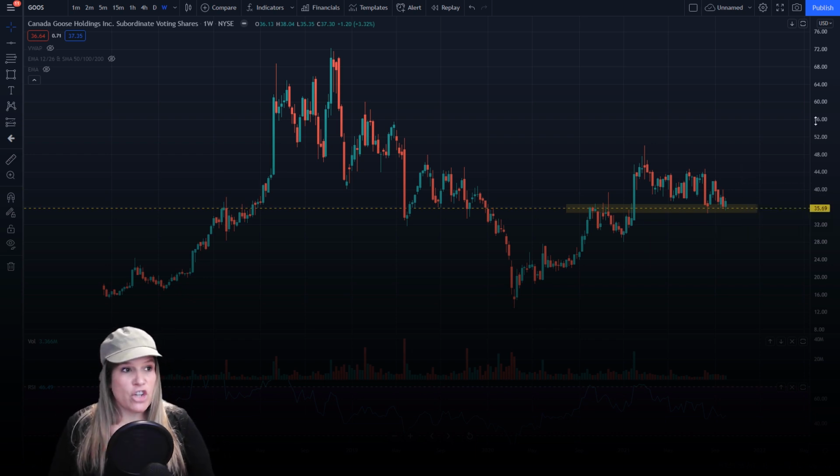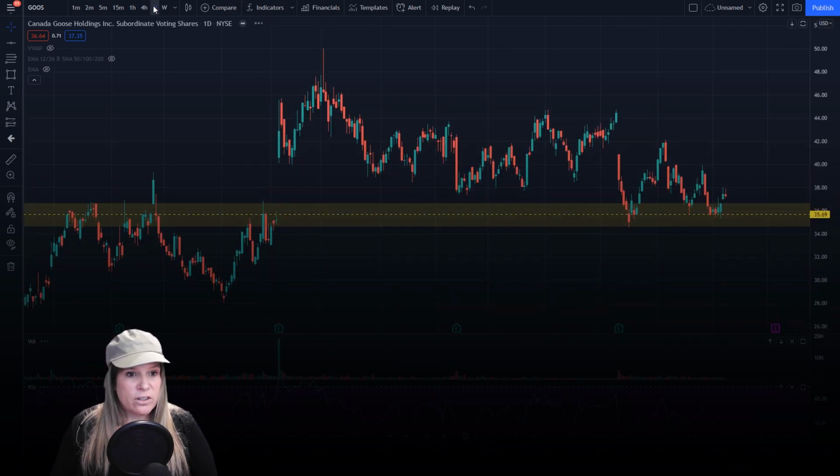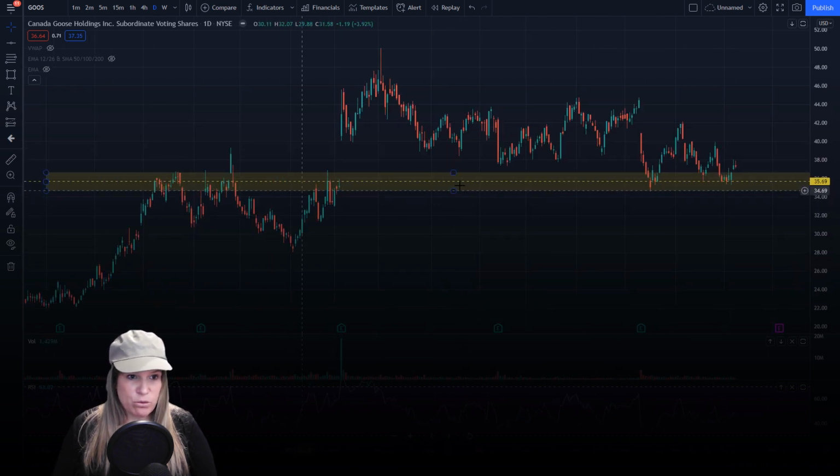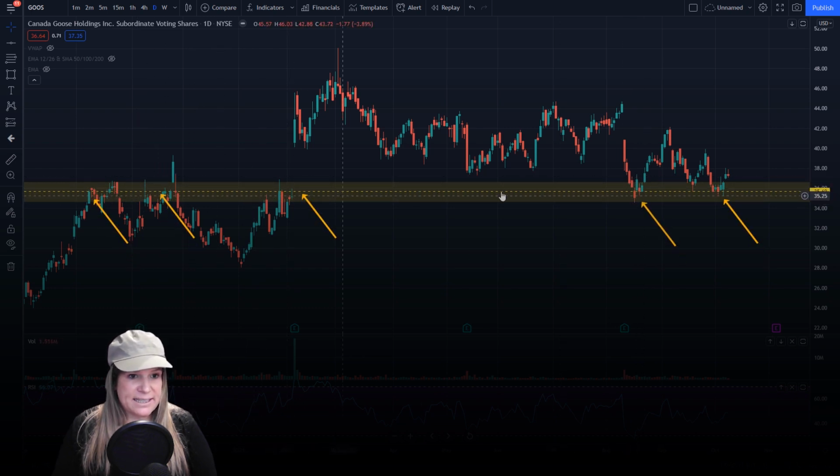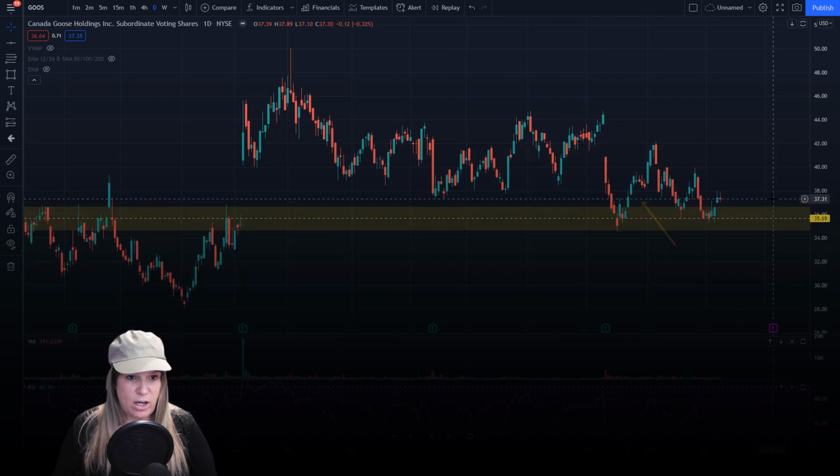So if I flip my chart back to the daily now, you can see that this zone is highlighted nicely for us. I drew it on the weekly, but on the daily, it really shows the areas where we were getting tested in this support zone. So we have a support zone, and then we have a level to watch.